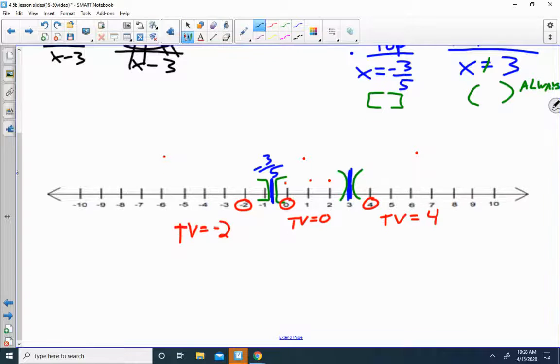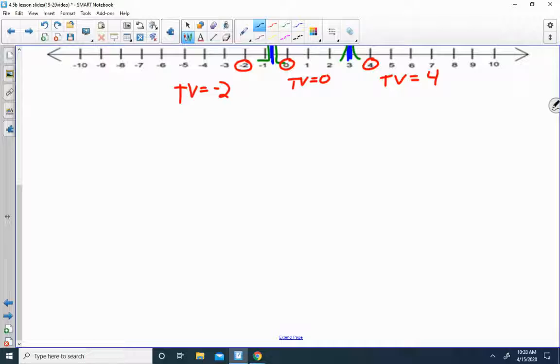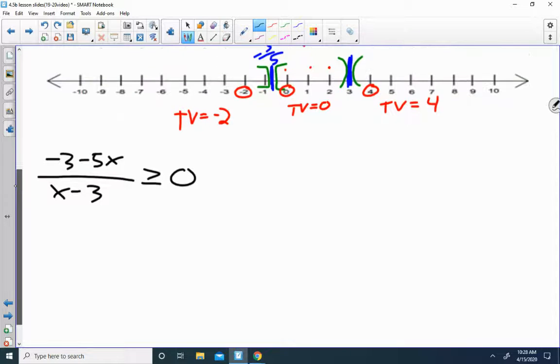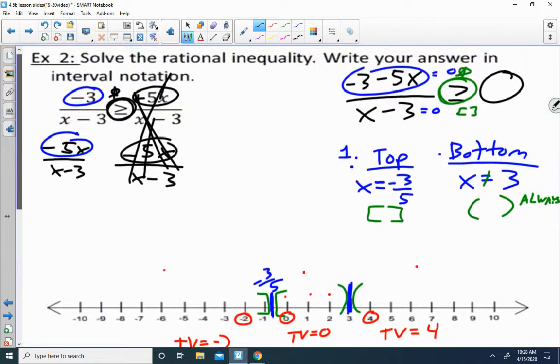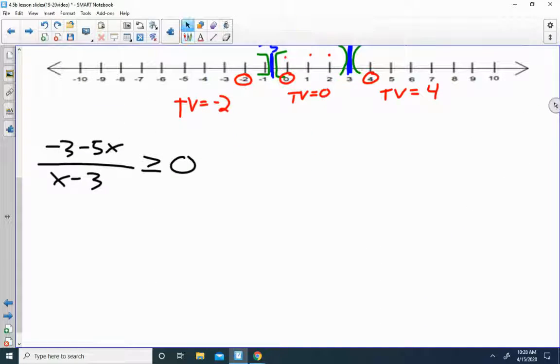Let's do some plugging and chugging. So that's going to be our function. -3 minus 5x all over x minus 3 greater than or equal to 0. I'm just going to double check and make sure I copied that correctly. Perfect, all looks good. Let's plug in our first value of -2. Have your calculators handy.